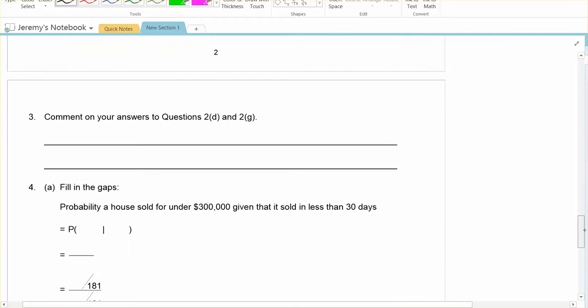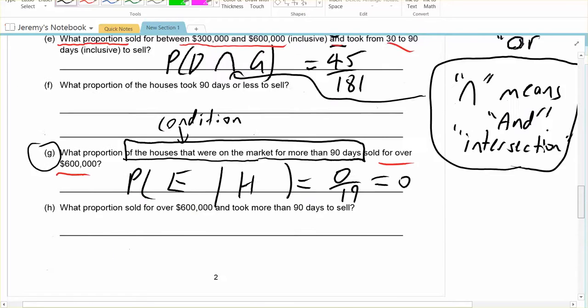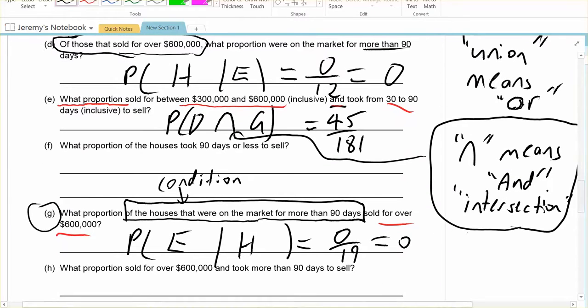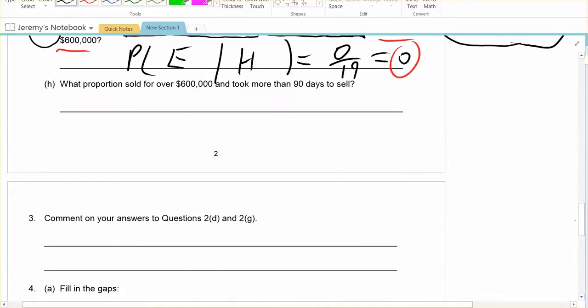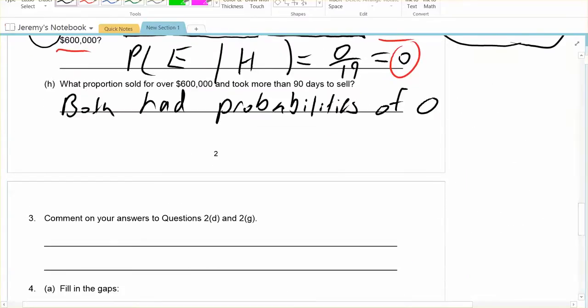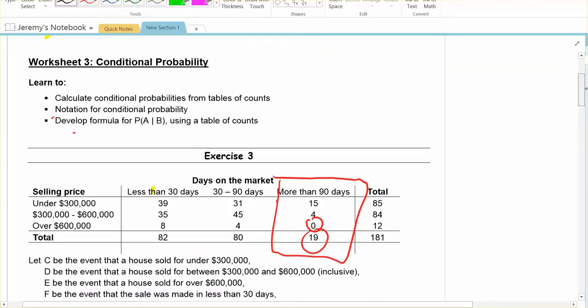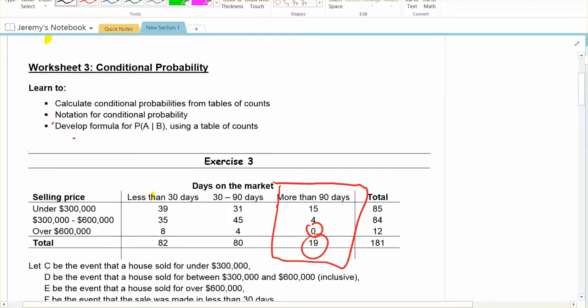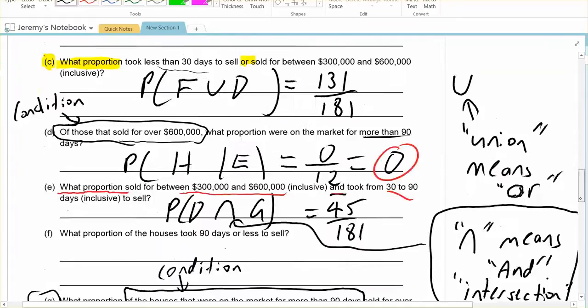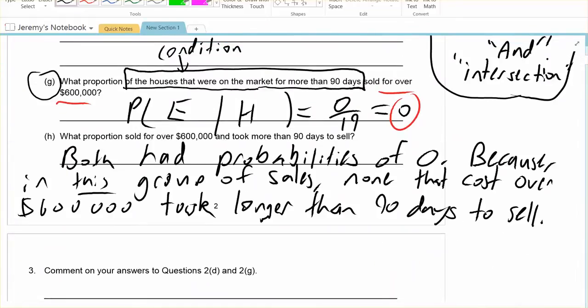Now, question 3 says comment on your answers for questions 2D and 2G. So 2D and 2G, what do you notice about them both? Well, they both had answers of 0. So let's write that down. Always start by stating the obvious when you get a question. So both had probabilities of 0. Why? Well, because in this group of houses, no houses sold for over 600,000 and were on the market for more than 90 days. That's why. So in this group of sales, none that cost over $600,000 took longer than 90 days to sell.